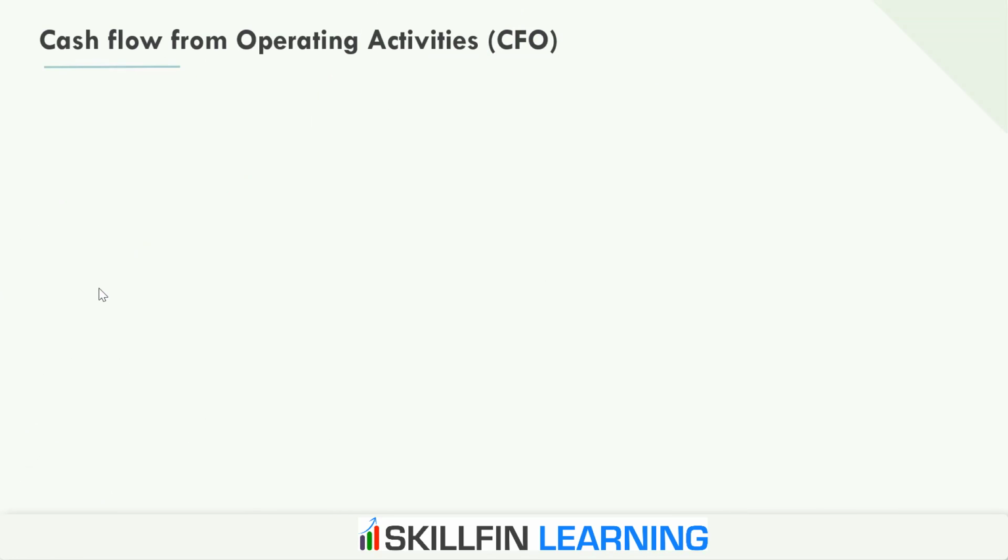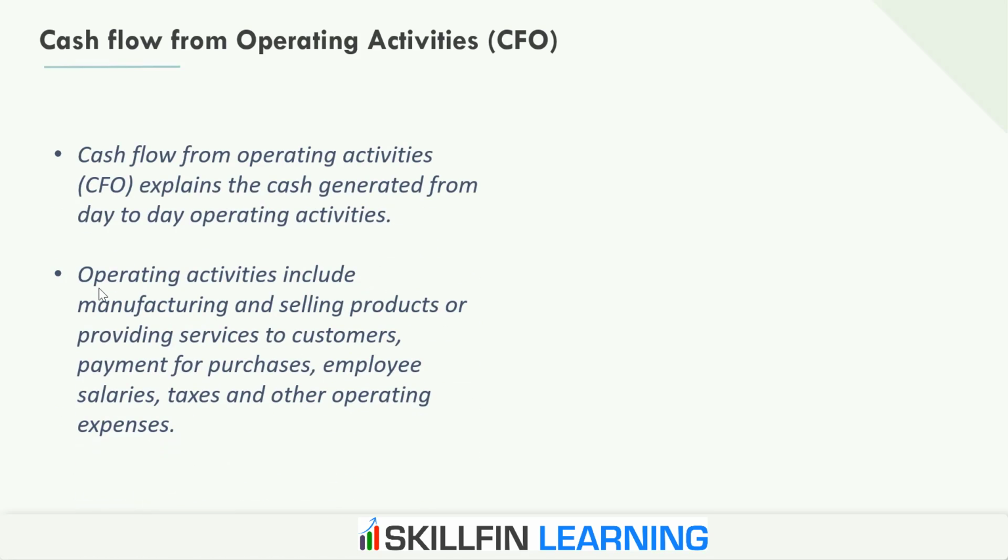Cash flow from operating activities are the most important portion of the cash flow statement. It shows how much cash flows the company is able to generate from its business operations. This section explains the sources and uses of cash from day-to-day activities during a particular time period.